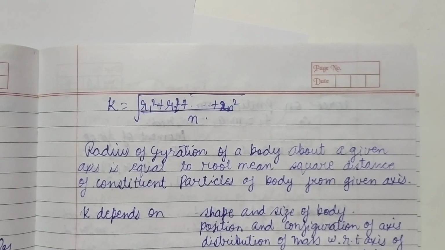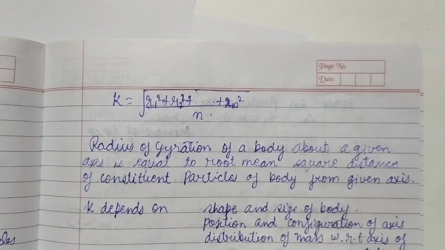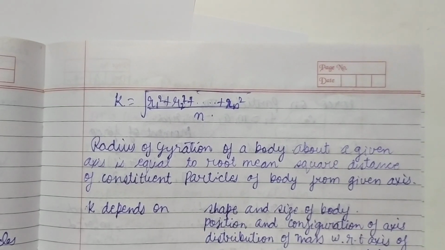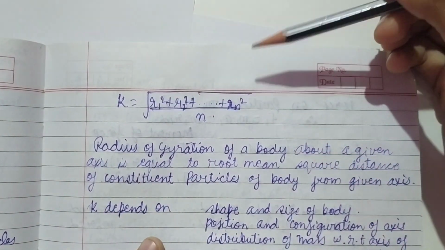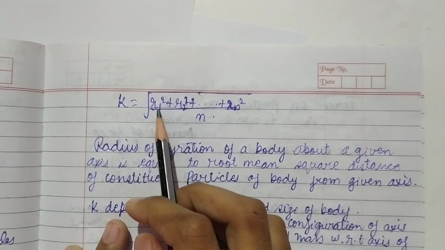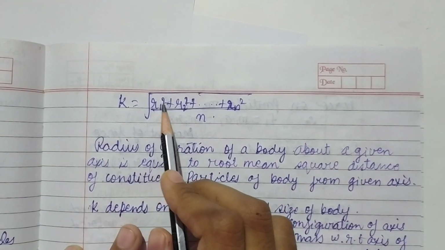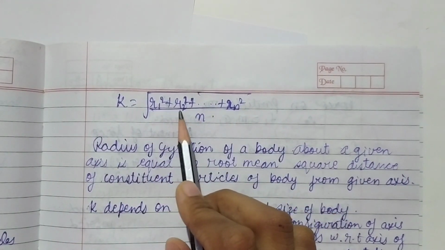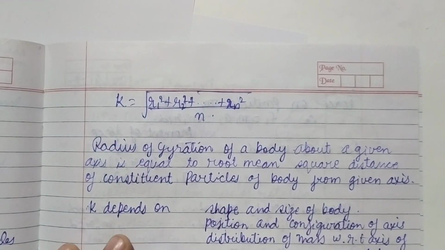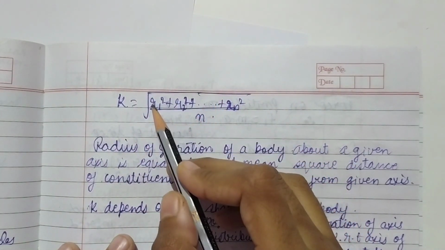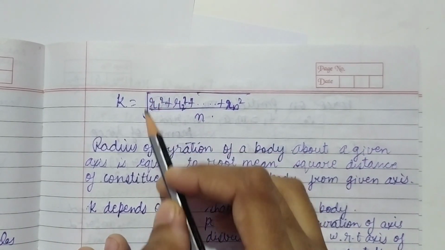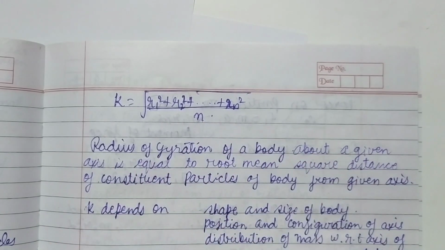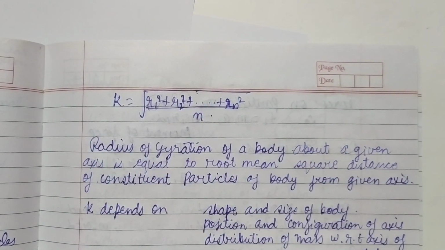Now how do we define radius of gyration? The radius of gyration of a body about any given axis is defined as the root mean square. First of all, let us see, the square of all the distances and its mean, divided by the number of particles. So all the distances are squared, then the mean is taken, then the square root. So it is the root mean squared distance of the particles that constitute the whole system of the body.